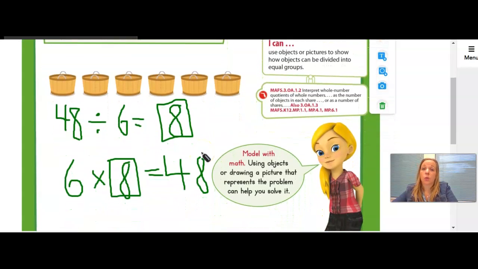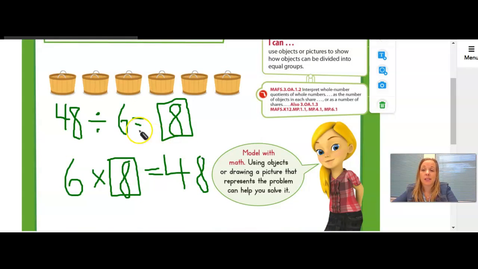Now, if you want to check your work, you simply do the opposite. 6 times 8 equals 48. If your 2 smaller numbers equal your bigger number, that is how you know you are correct. So the correct answer here would be 8.